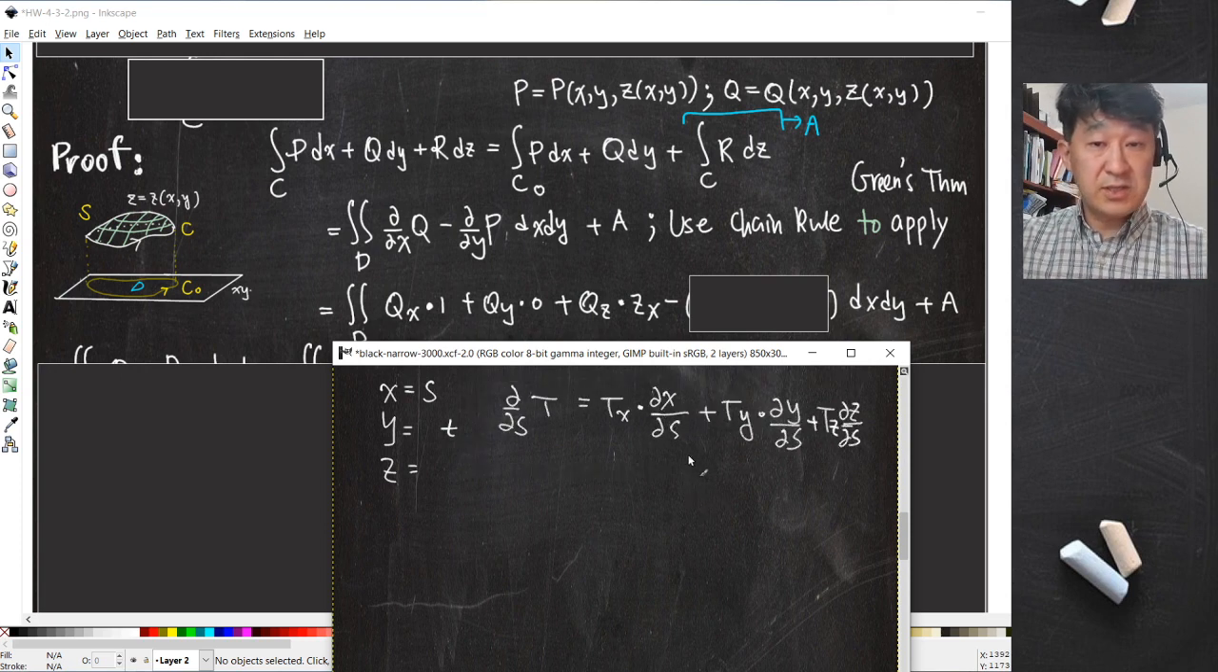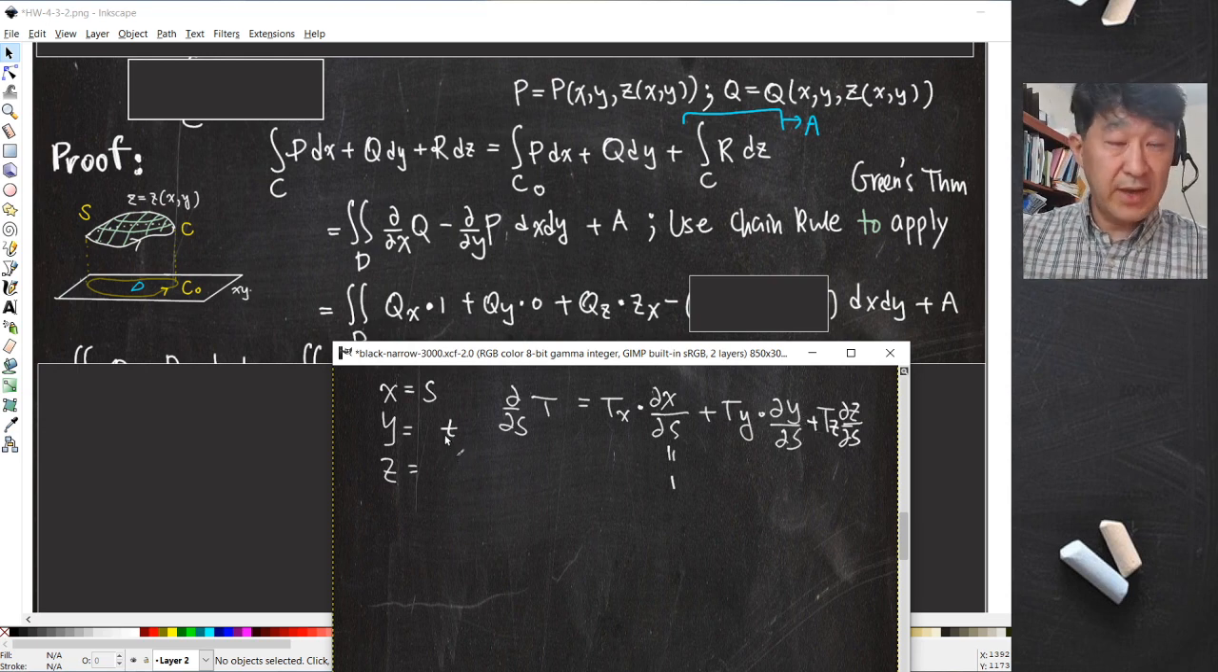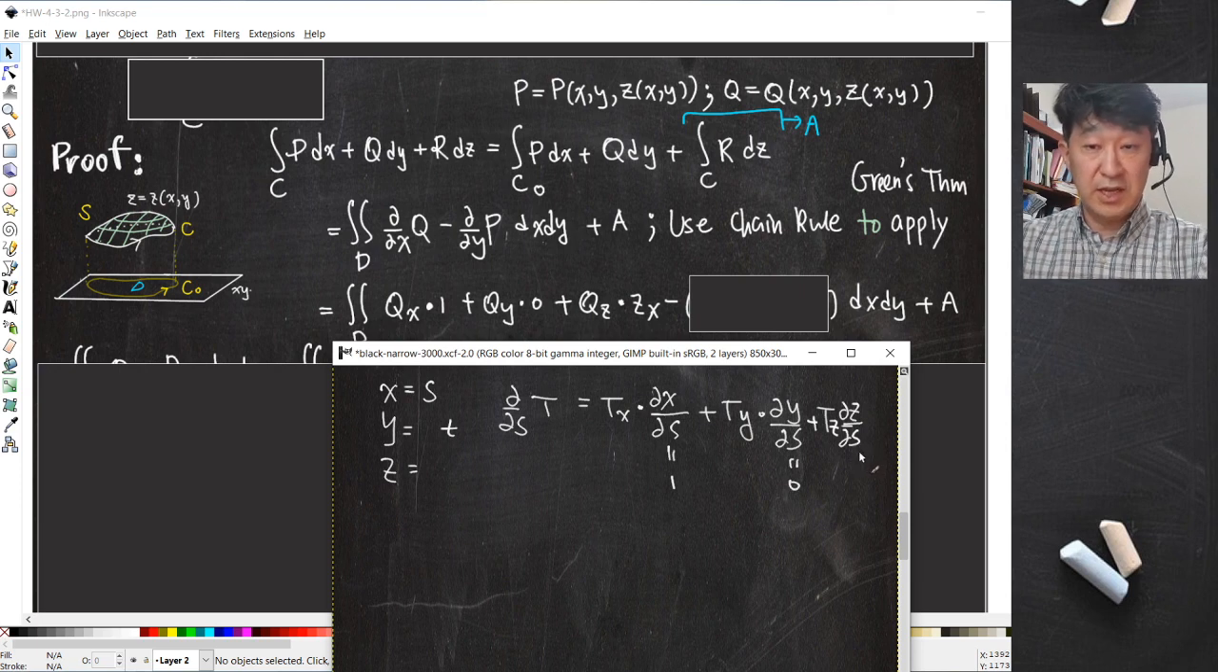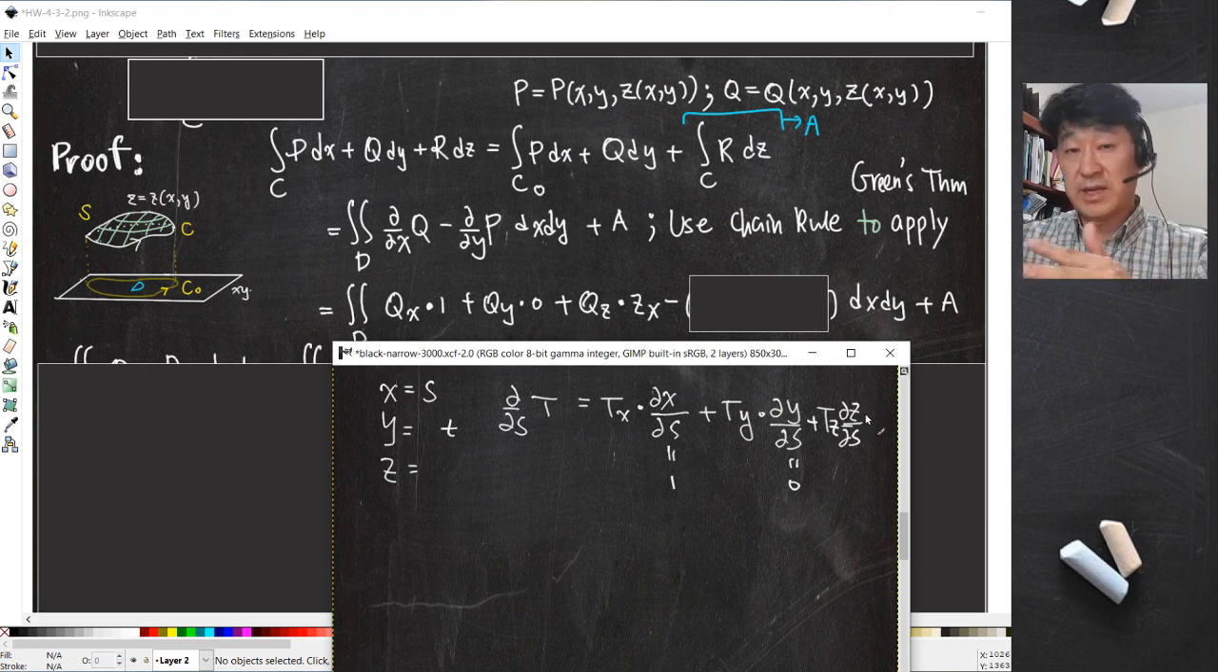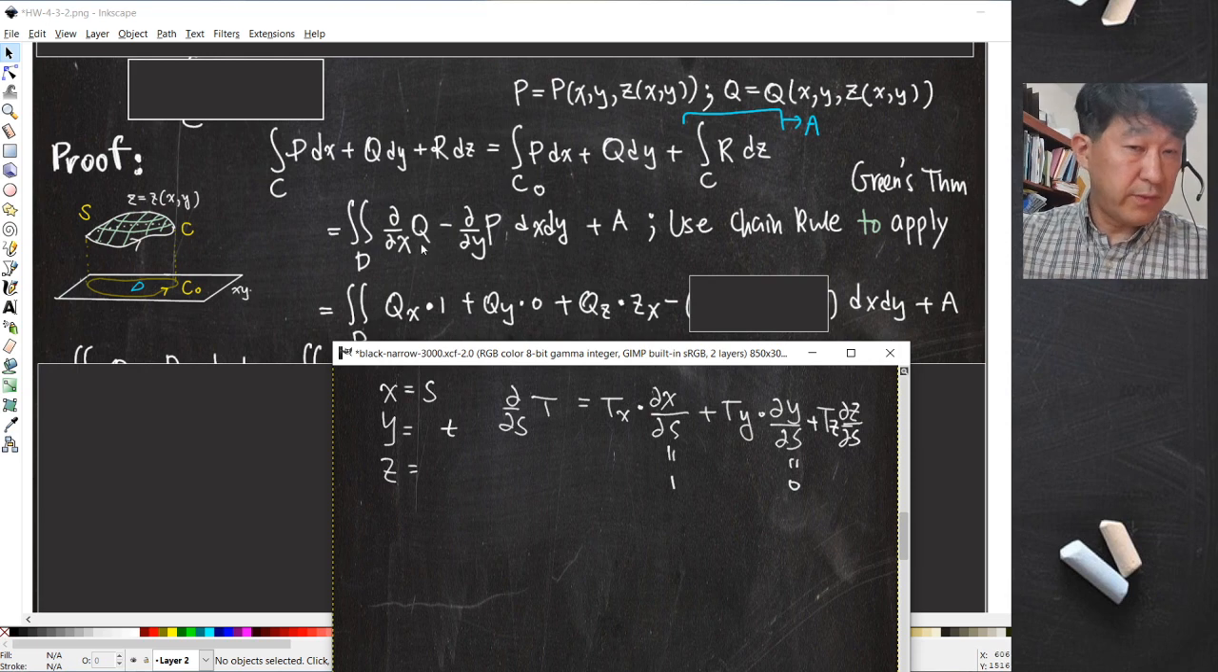Here, our x is x. Because of that, this is going to be 1. This y does not have s in it. Because of that, that's a 0. And this is truly zs, and here is a zx because of that. So T is our Q. So Qx, that's what you see there, times 1. Qy times 0, and that Tz will be Qz. And z has two variables x and y. With respect to s, that will be zx. So the derivative of Q with respect to x in that situation is Qx plus Qz zx.